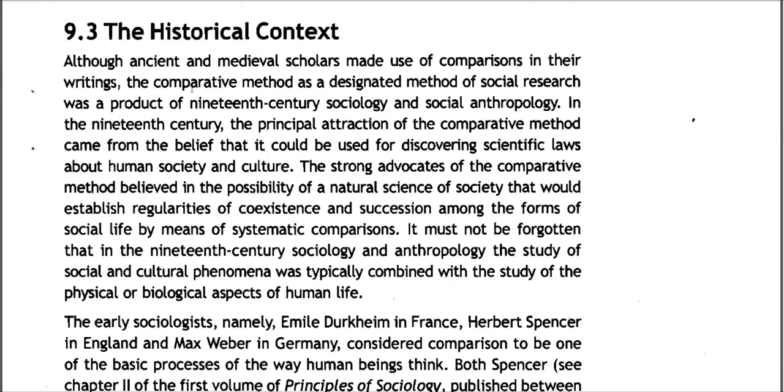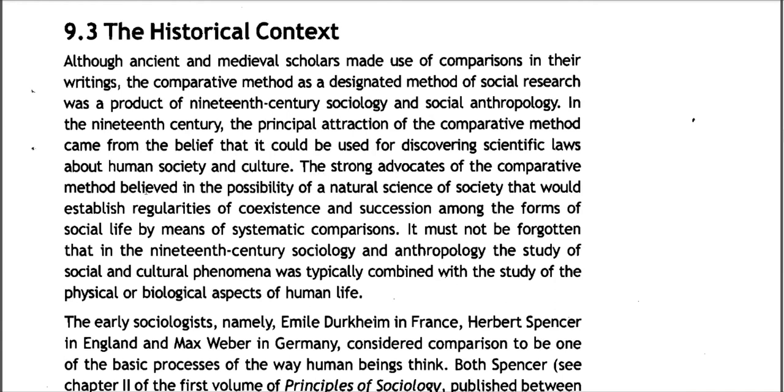9.3 Historical context. Although ancient and medieval scholars made use of comparisons in their writings, the comparative method as a designated method of social research was a product of 19th century sociology and social anthropology. In the 19th century, the principal attraction of the comparative method came from the belief that it could be used for discovering scientific laws about human society and cultures.